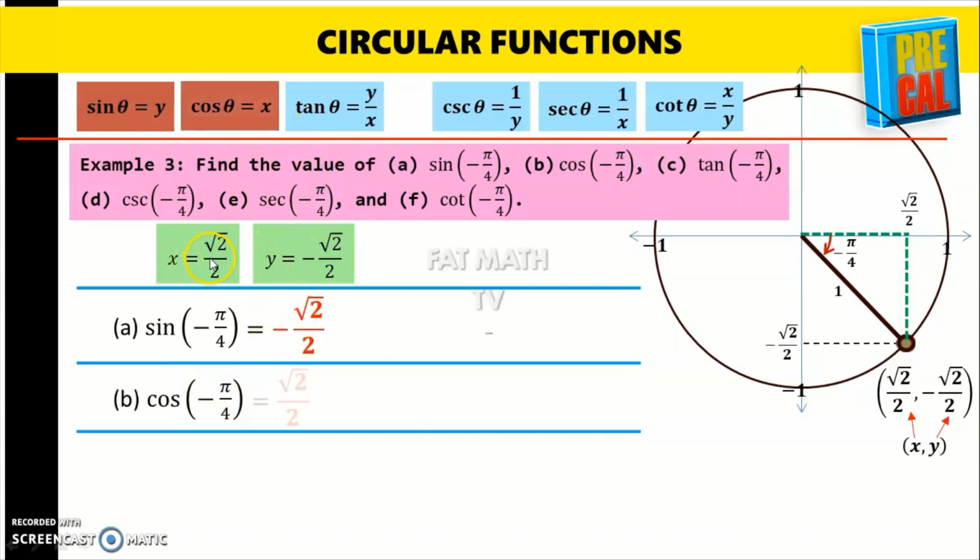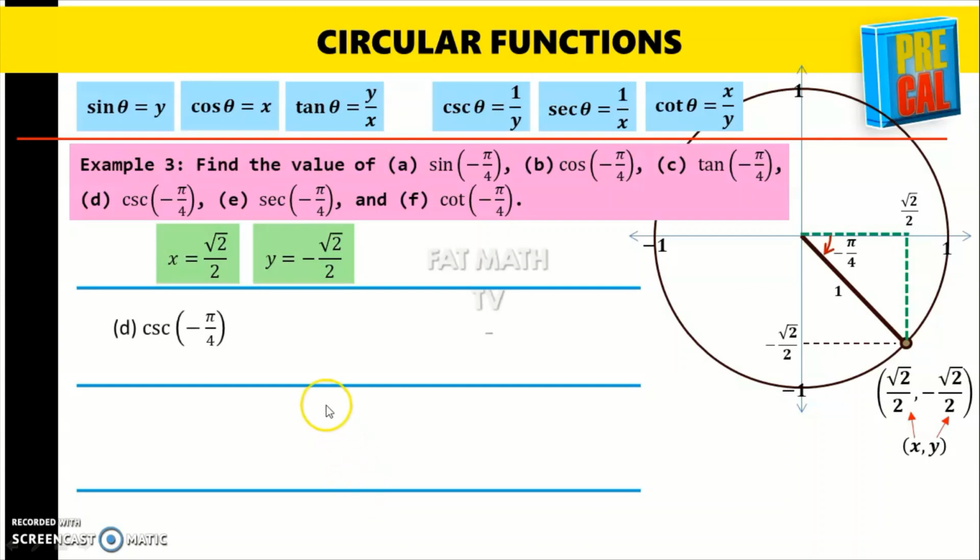So the x is this one, square root of 2 over 2. For the tangent, that's y over x. So negative square root of 2 over 2 over square root of 2 over 2. So they're just the same. Negative divided by positive, it's negative. So negative 1. Okay? Why is that so? This is square root of 2 over 2. This is also square root of 2 over 2. If you divide the same numbers, except 0 of course, by itself, then you get a 1. But since this is negative divided by positive, it's negative 1.